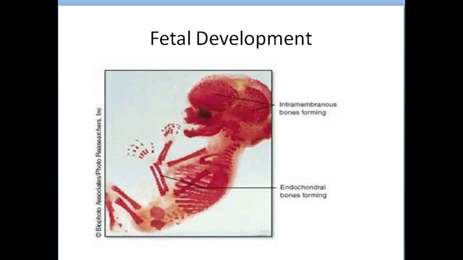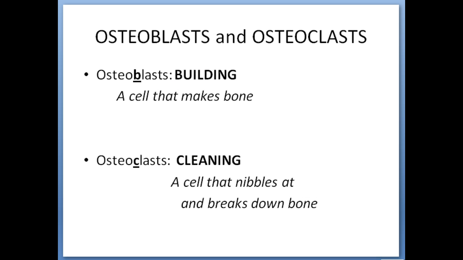I also talked about fetal development and osteoblast and osteoclast. Osteoblasts are the immature osteocytes that produce the bony tissue that replaces cartilage during ossification. Relate that B that you see in osteoblast to building. These bone cells are constantly rebuilding.